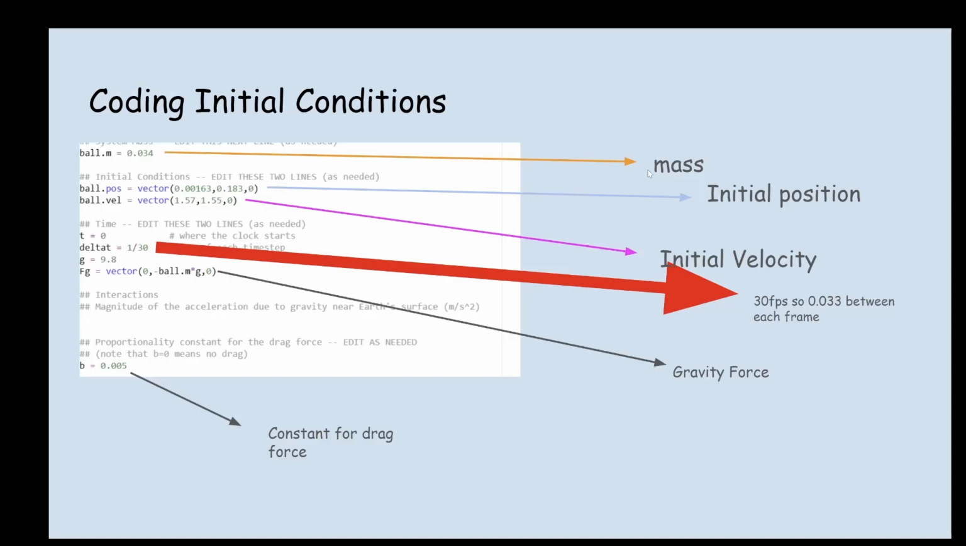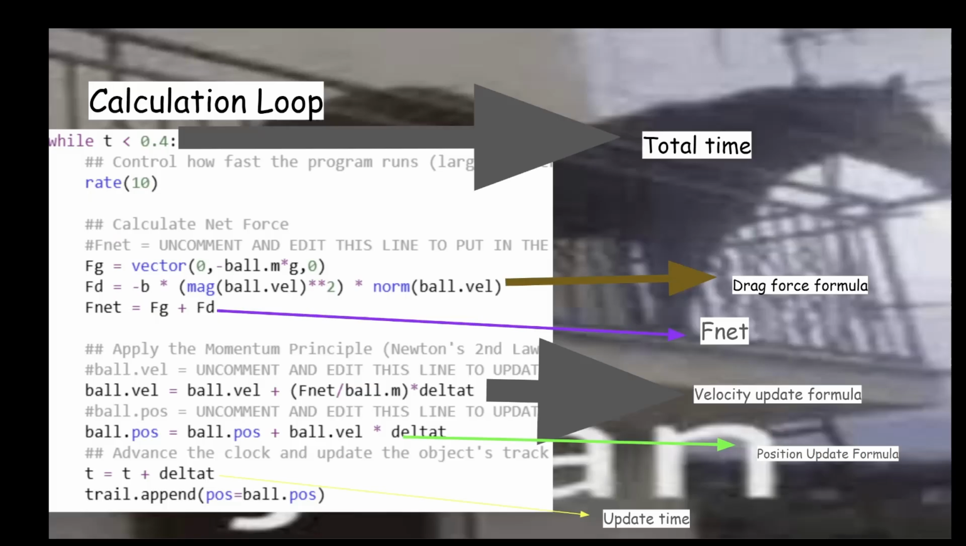Coding initial conditions, we have our mass, initial position from Tracker, initial velocity found from the average velocity formula, 0.03 for the time because 30 FPS, and then we have our gravity, g is equal to 9.8 because that's the gravity constant on Earth, and then Fg, which is the vector for force of gravity, and then we have b, which is the constant for drag force. If you set this to 0, then we have no more drag force. If you set it to a higher number, then you have drag force.